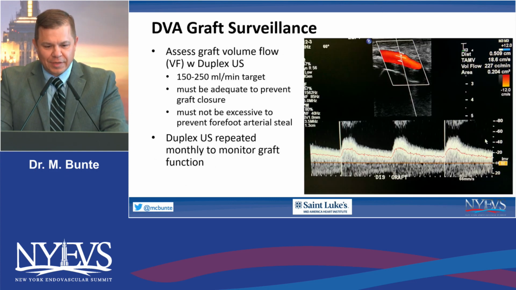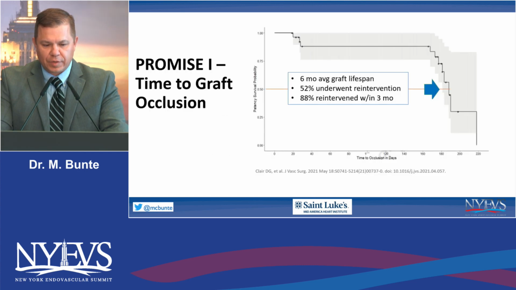He went on to heal, but we follow DVA grafts just like we do other grafts with volume flows. 150 to 250 is kind of our target. More than that, and you get steal. Less than that, and the graft is more likely to close. And those duplex ultrasounds are repeated monthly.